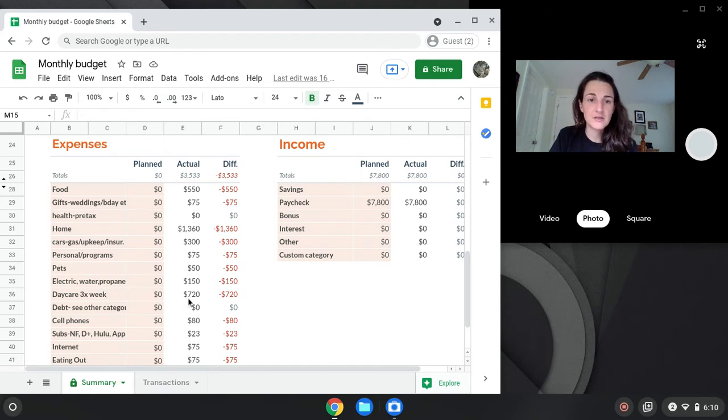Daycare is $60 a day, 3 days a week. That's basically 12 daycare days that you pay for per month. So that's sitting at 720.